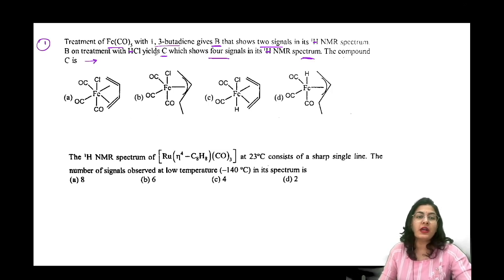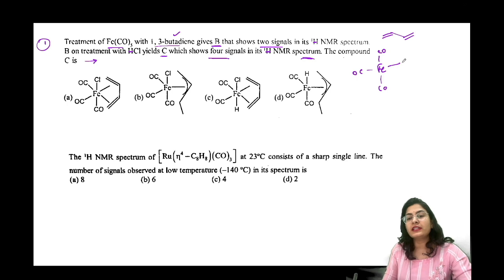First question. Treatment of this iron pentacarbonyl with 1,3-butadiene. You know that the 1,3-butadiene system is like this. It's a diene. So if it is going to replace carbonyls, how many will it replace? Definitely it is going to replace 2 carbonyls. Let's say that these 2 equatorial carbonyls are being replaced like this, giving a neutral compound. Now this is going to be our B compound.